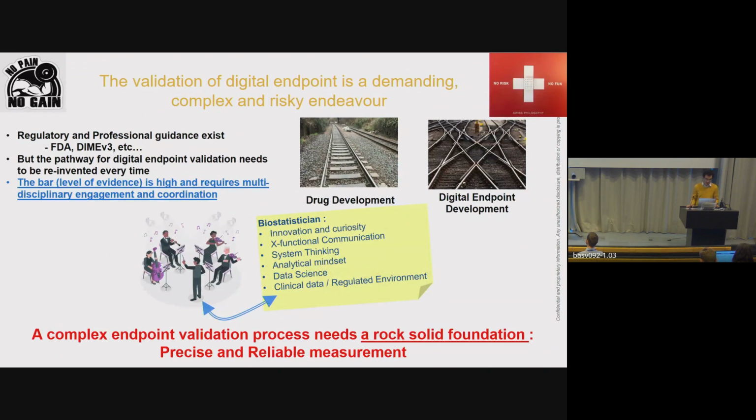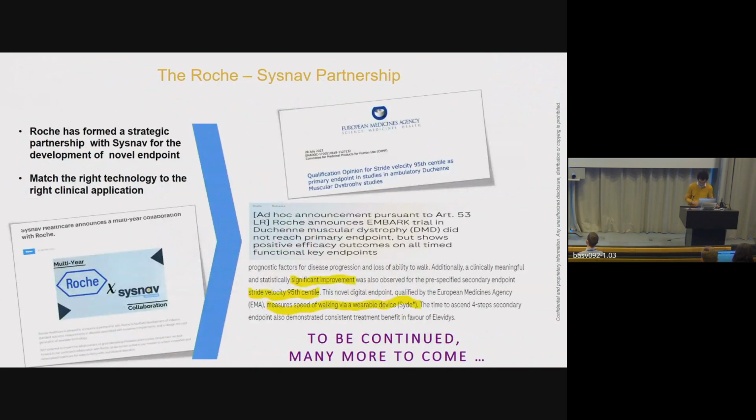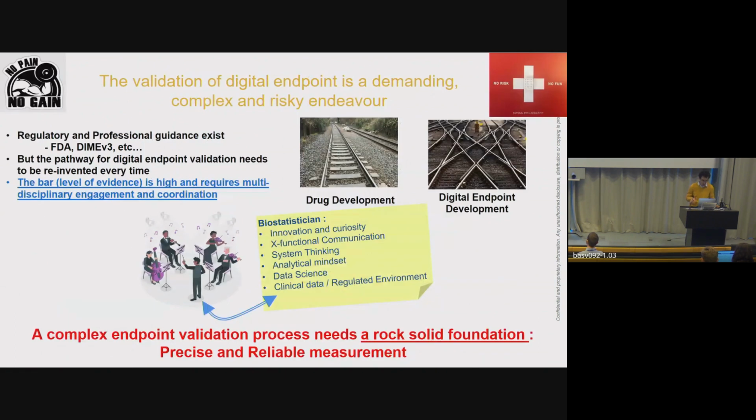So the validation of digital endpoints, it's cool, but it's very difficult. It's complex and it's risky. And I wanted to emphasize here that there are guidances. It's not completely the Far West. You have FDA guidances, professional guidances, the DiMe framework version 3, etc. But every time it's a new adventure. There are no two pathways for developing an endpoint that are the same. So that makes it really, really complex.